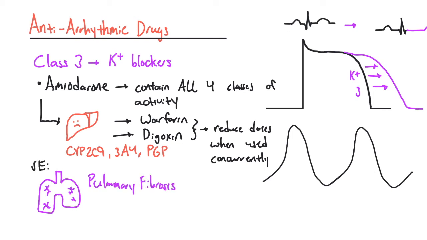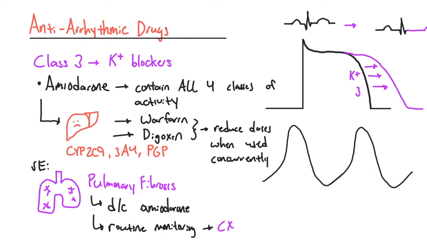Pulmonary fibrosis is managed by discontinuing amiodarone and administration of corticosteroids and other supportive measures, and does require routine monitoring, which includes chest x-rays and pulmonary function tests. Now, these pulmonary function tests should be analyzed at baseline. Then they should be analyzed, as well as a chest X-ray, at least annually for all patients.